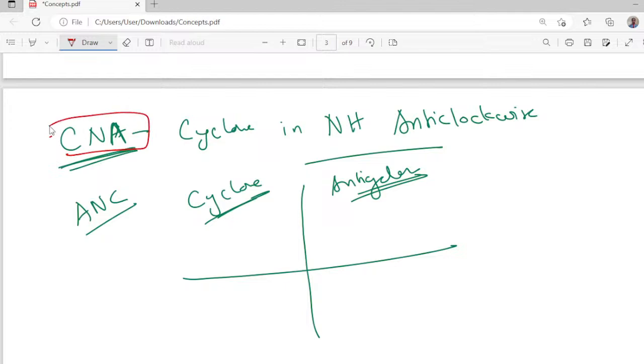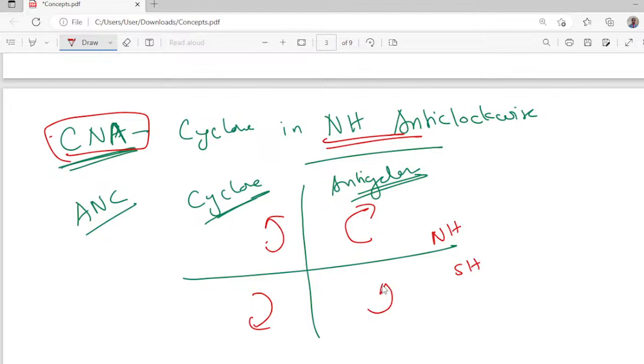Cyclone in northern hemisphere is anti-clockwise. This is clockwise, so anti-clockwise will be this. Likewise, if it is anti-clockwise in the northern hemisphere, it will be clockwise in the southern hemisphere. If the cyclone is anti-clockwise, anticyclone will be clockwise: in the northern hemisphere it is clockwise, and in the southern hemisphere it will be anti-clockwise. Just by learning one word, ANC or CNA, you can remember the entire concept of rotation of the cyclone in the northern or southern hemisphere.